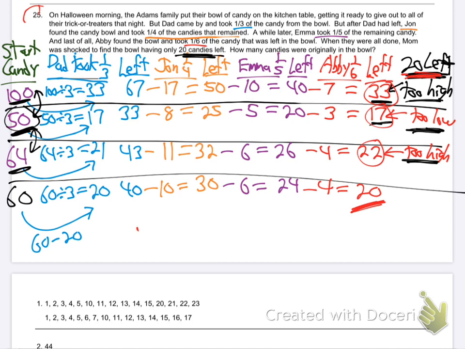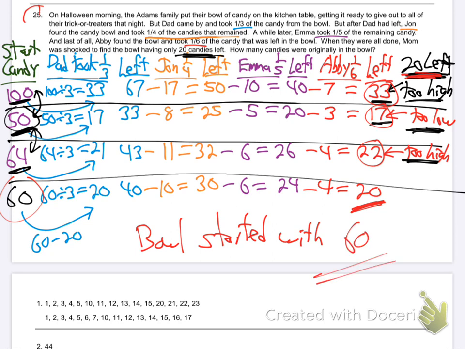So the bowl started with 60. Right there. The bowl started with 60. So that's how we get it, by guess and check. You just keep guessing and working it out. If it comes out too high, you go lower. If it comes out too low, you go higher. Boom, I hit it. You just nail in on it that way.